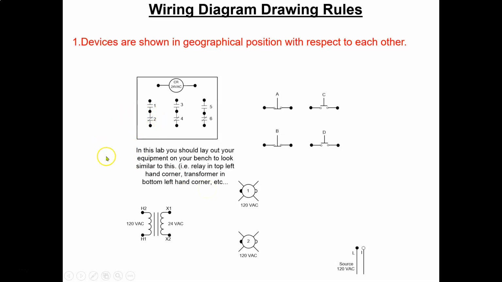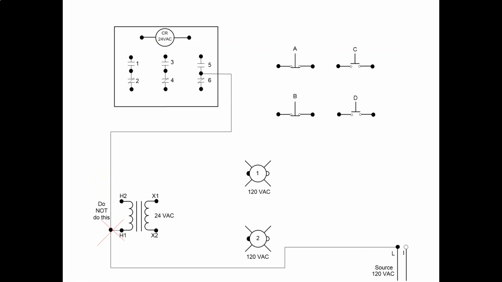But if you were in the lab right now, you'd be laying out your relay system, your contacts, all your push buttons, your normally open, normally closed push buttons, your 220 volt lights, you got a transformer, and then your source. So you would lay it out just like this, if you were looking from the top down onto this picture here.